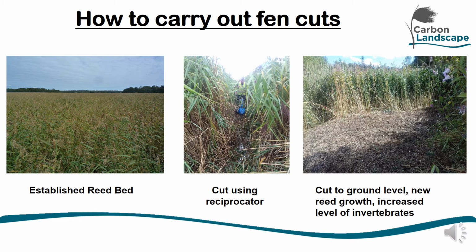So how do our volunteers help us to manage our wetlands? One of the major ways of management we use is fen cuts or reed bed management. We take an established reed bed, cut it down to ground level using a machine such as a reciprocating mower, and this gives a new habitat perfect for different invertebrates, which in turn attracts different birds and different mammals.